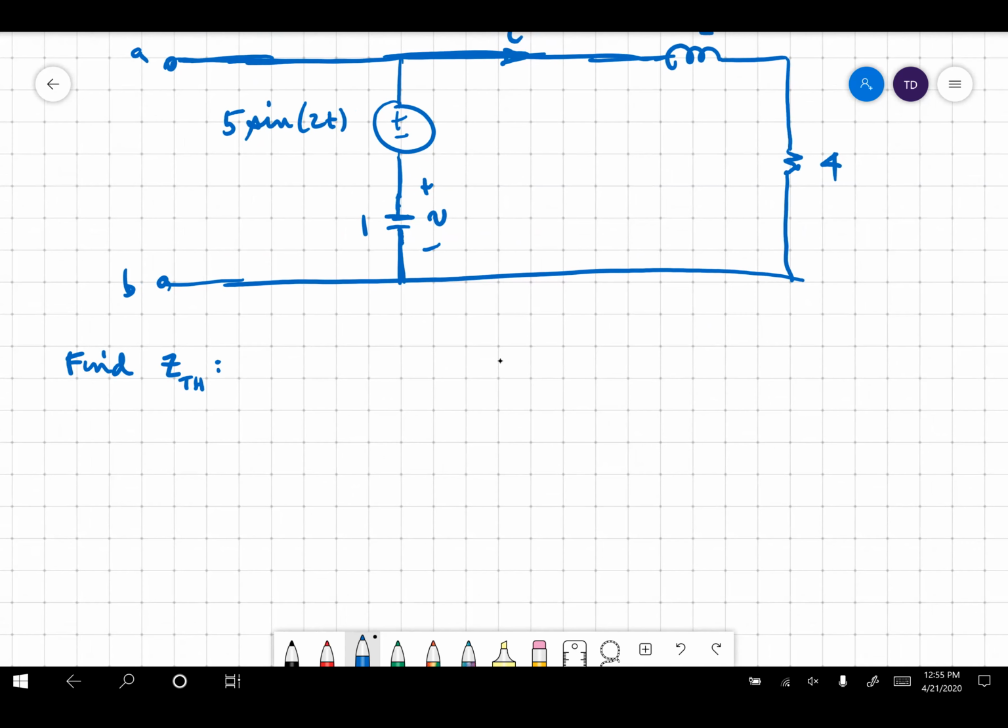We take out the source and combine the impedances. Excellent. Take out the source, kill the source, combine the impedances. So I'm going to kill that source. There it is. Then I'm just left with this capacitor, 1 farad capacitor, and I have this inductor, and I have this resistor.